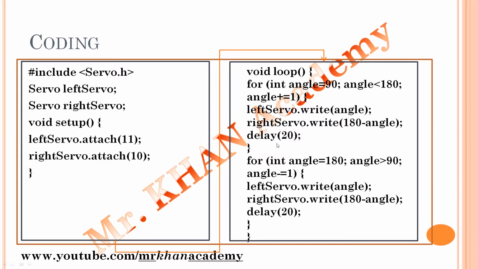Then with the help of this servo, we can open the gate, and with the help of this for loop we can close the gate. Then, continuously opening and closing the gate, I am getting a delay of 20 milliseconds. If you change the delay, instead of 20 we can take 2000 milliseconds, that is 2 seconds. Then according to that delay we can open and close the gate.